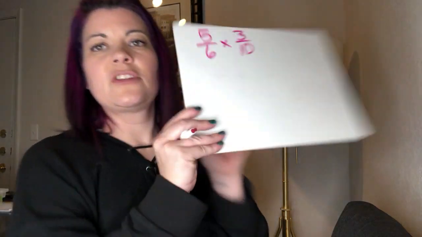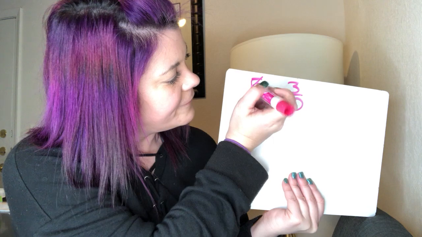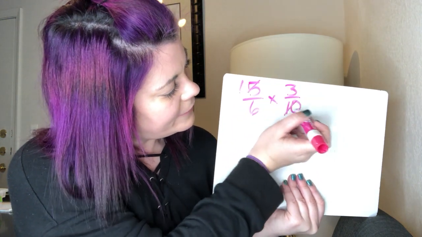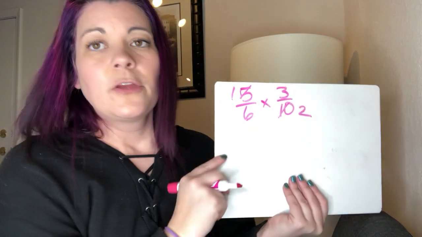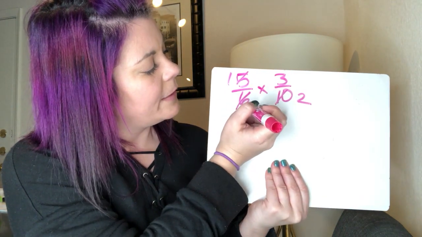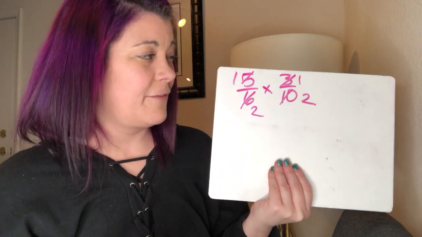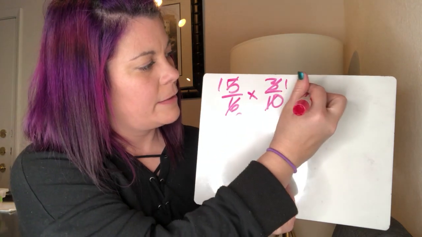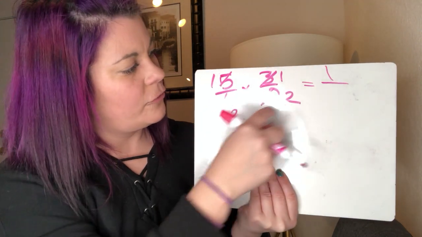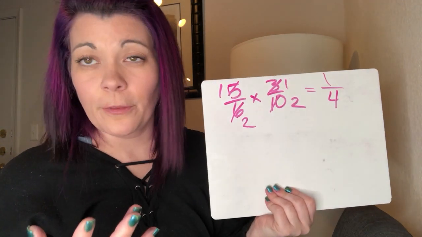5/6 times 3/10. So again, I'm going to check my diagonals. 5 and 10 both have a common factor of 5, so I'm going to divide 5 by 5, which is 1, and 10 divided by 5, which is 2. 3 and 6 both have a common factor of 3. So 6 divided by 3 is 2, and 3 divided by 3 is 1. So now I've changed them all, and I have a simpler problem. 1 times 1 is 1, and 2 times 2 is 4. So in this case, my answer is 1/4, and it's already reduced.